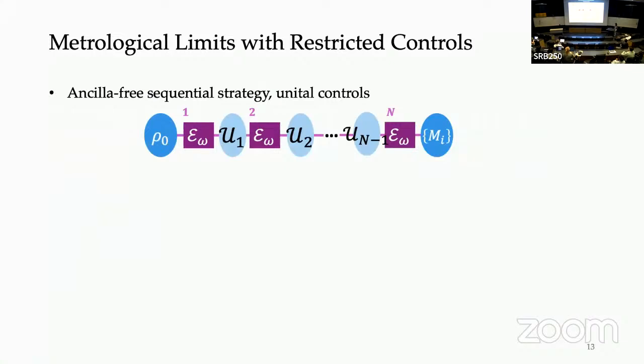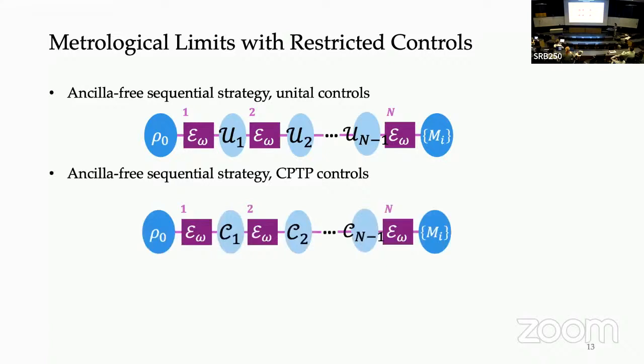So the first type of control I consider, which is the most restrictive case in this talk, is the ancilla-free sequential strategy with only unital control. So basically, I assume no noiseless ancilla, and I also assume you can only perform unitary control during the evolution. And then there's another slightly more general protocol where I allow CPTP controls during the evolution, but still no noiseless ancilla, as in the sequential strategy.